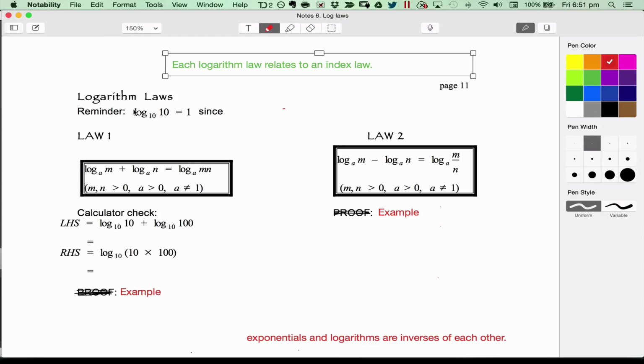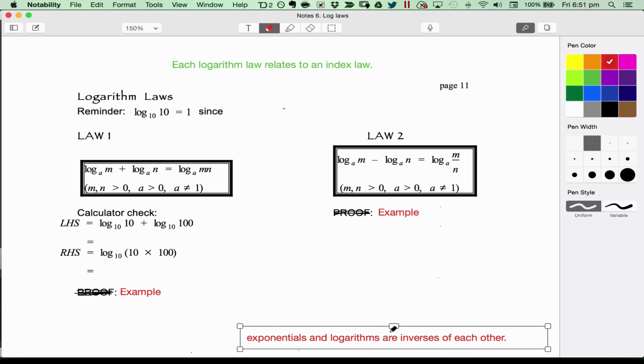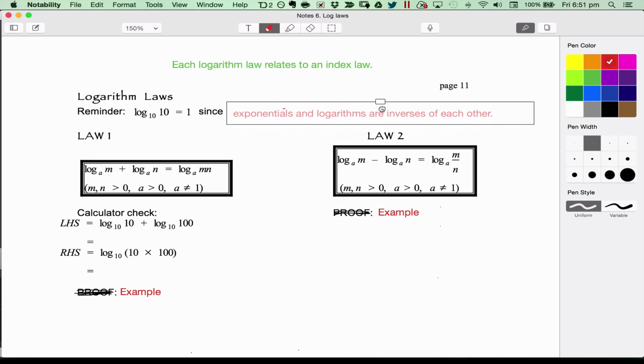Just a reminder before we start that log 10 of 10 equals 1 when we have the base and the number the same. It's like doing the inverse, taking the logarithm and taking a power. So that always equals 1, and the reason is right here, because exponentials and logarithms are inverses of each other. Okay, moving on to the laws.